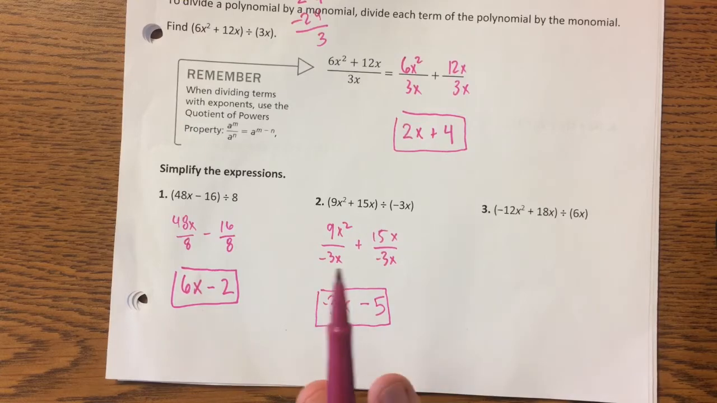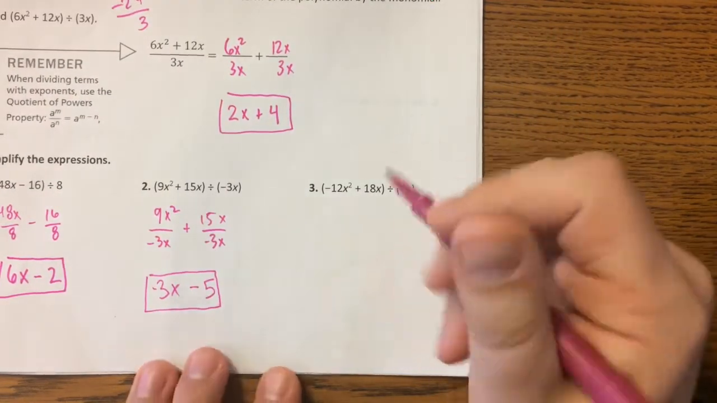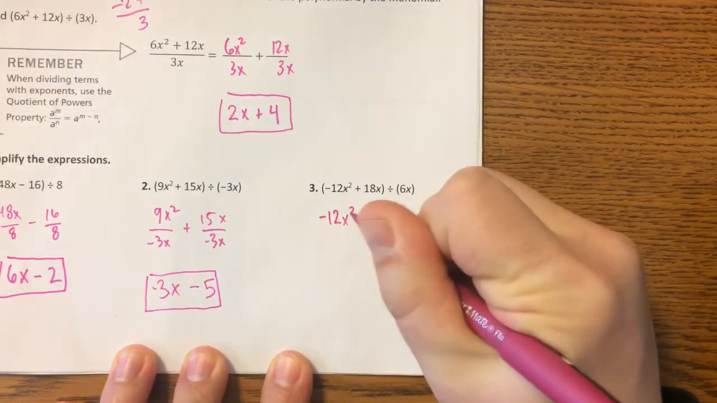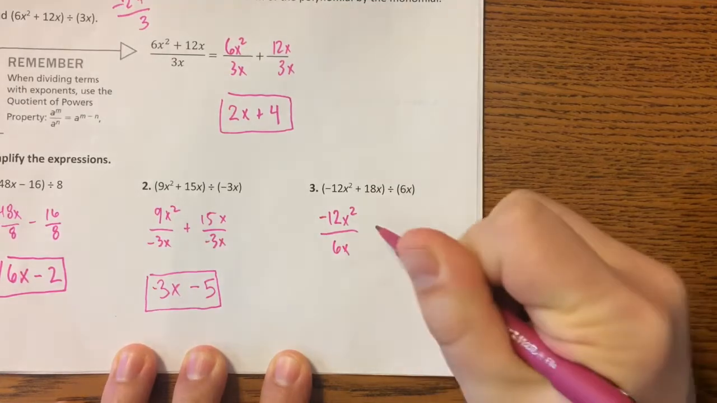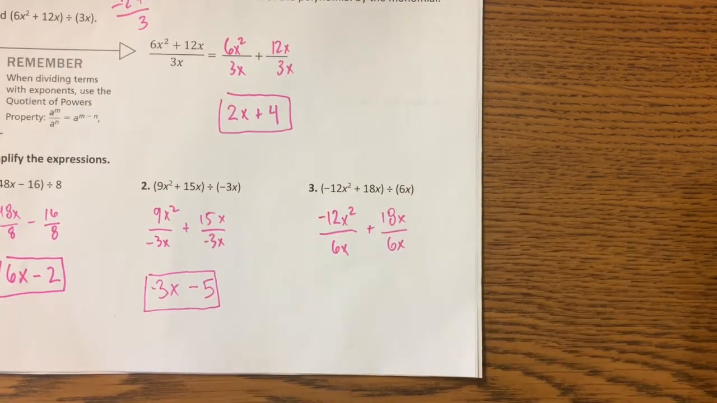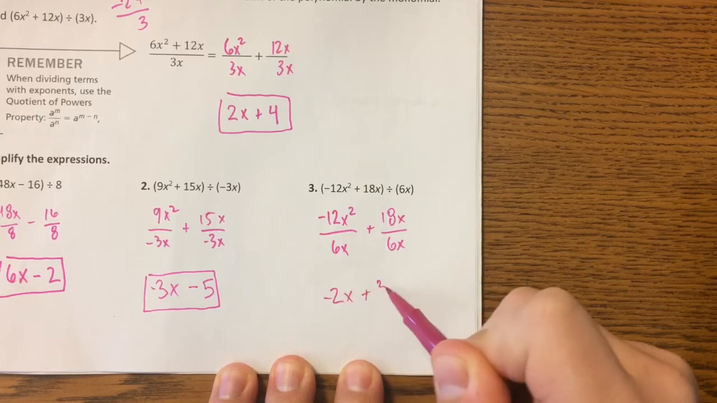All right, so number 3, same kind of problem here. Just a little bit more practice. We've got negative 12x squared over 6x plus 18x over 6x. You got it. That's what I'm talking about.